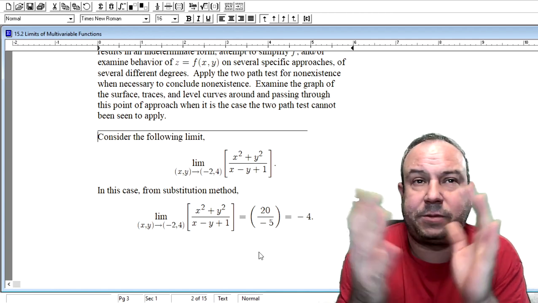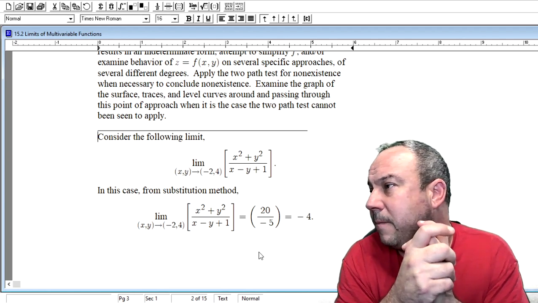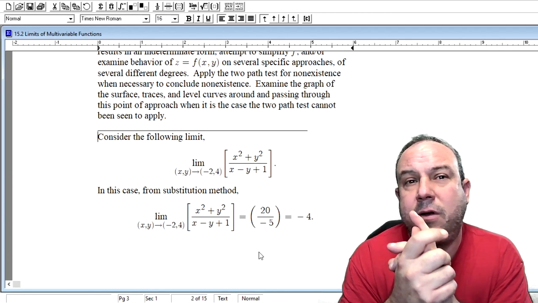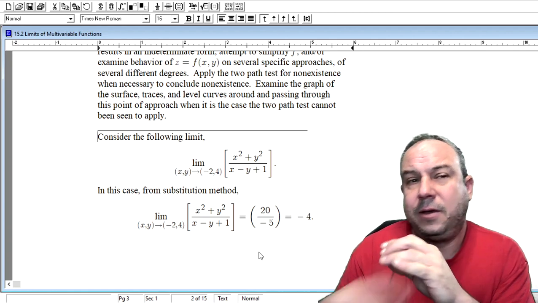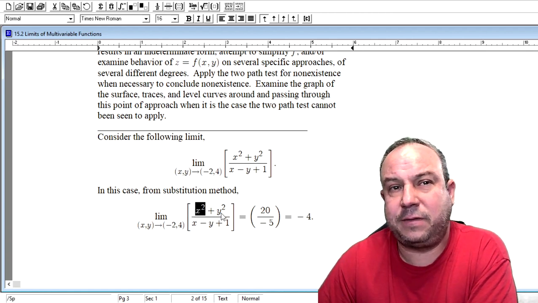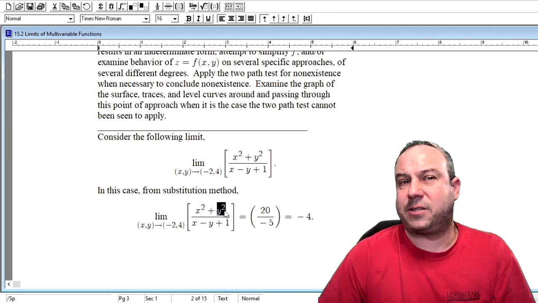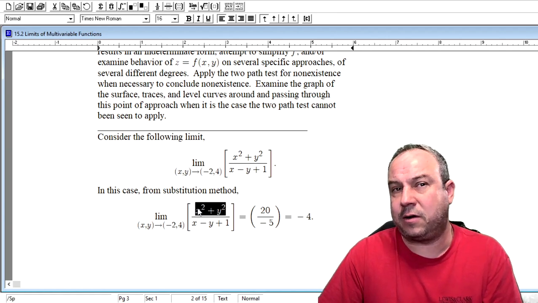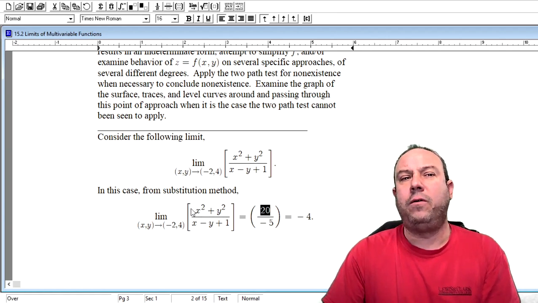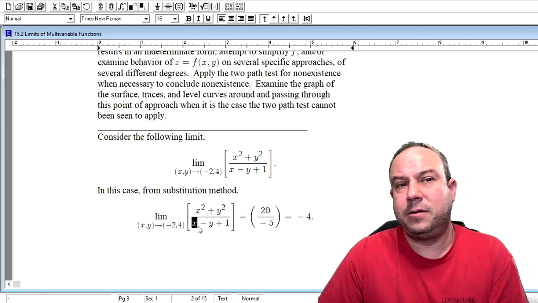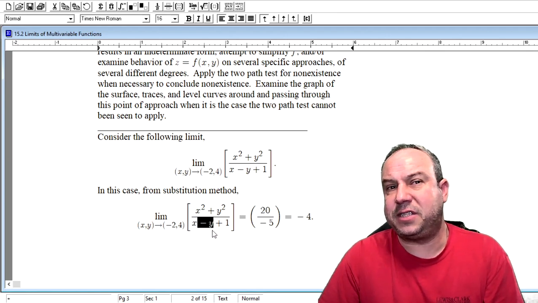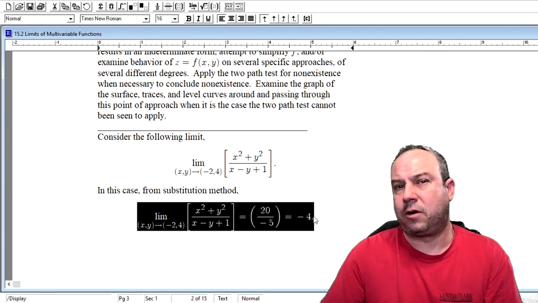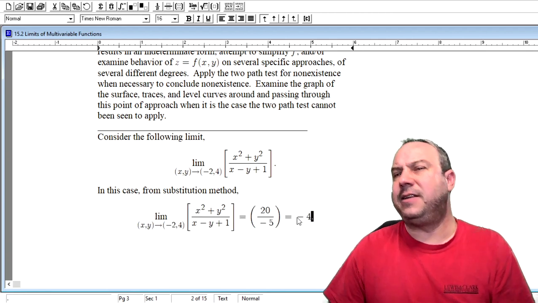Now, what you will notice is substitution applies rather readily here. If you substitute in negative 2 for x and you substitute in positive 4 for y, you will have negative 2 squared, which is positive 4, plus y squared, which would be 4 squared, or 16, positive 16, being added together in the numerator. 4 plus 16 is 20, over negative 2 minus 4, which would be negative 6, plus 1 in value, which would be negative 5. And substitution would just yield negative 4 in value. All right?